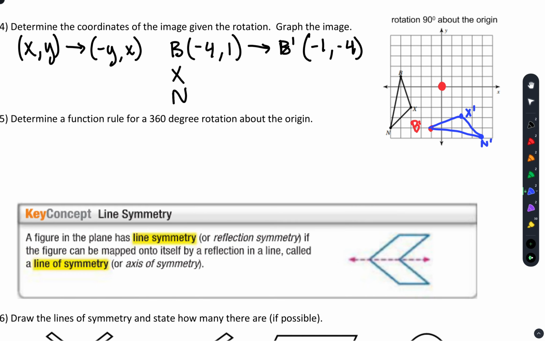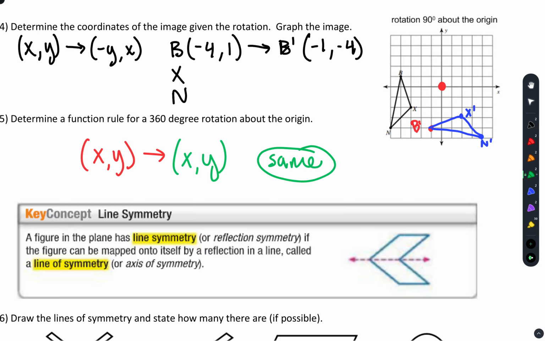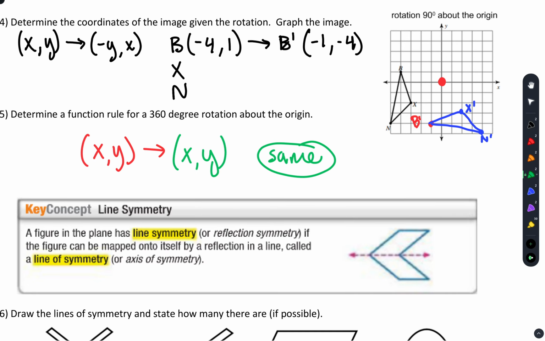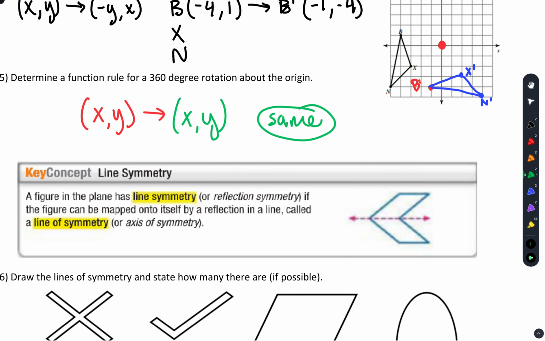Determine the function rule for a 360-degree turn. Let's think about that transformation function. If it starts with the pre-image xy, and then I rotate that 360 degrees, what does my new image look like? 360 degrees is a full turnaround. So my new image should look like, yeah, xy, exactly the same. Same. Just a little hint. If you ever see 360 degrees, nothing happened to it. It went all the way around and came right back to where it was. Okay, that's besides the point.